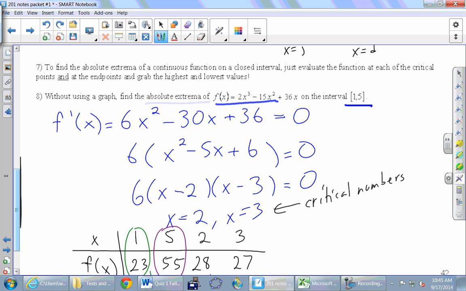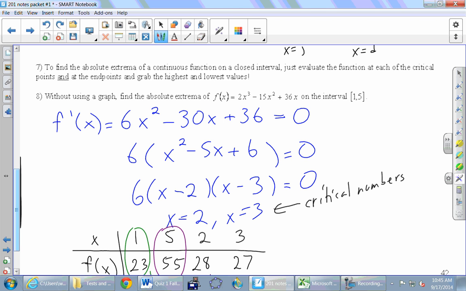So all we had to do to find the absolute or global extrema of a continuous function on a closed interval was written up here in 7. You're just going to evaluate the function at the critical points and at the endpoints. Pick the highest and lowest numbers and you win, okay? So something we're gonna do repeatedly this semester, but I just wanted to remind us, this is where we ended last class.